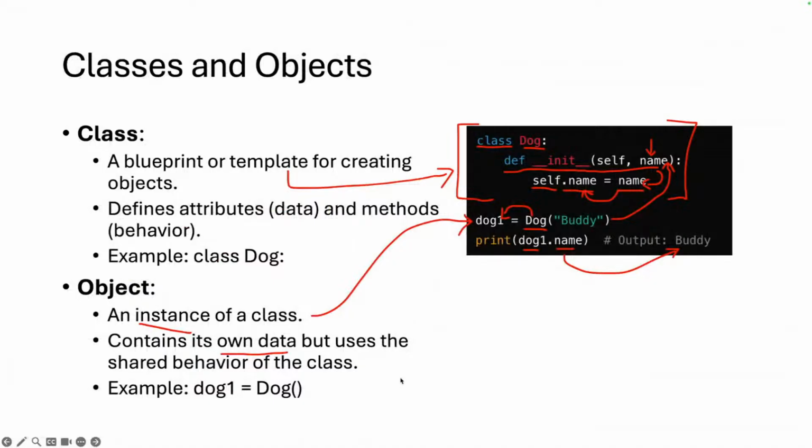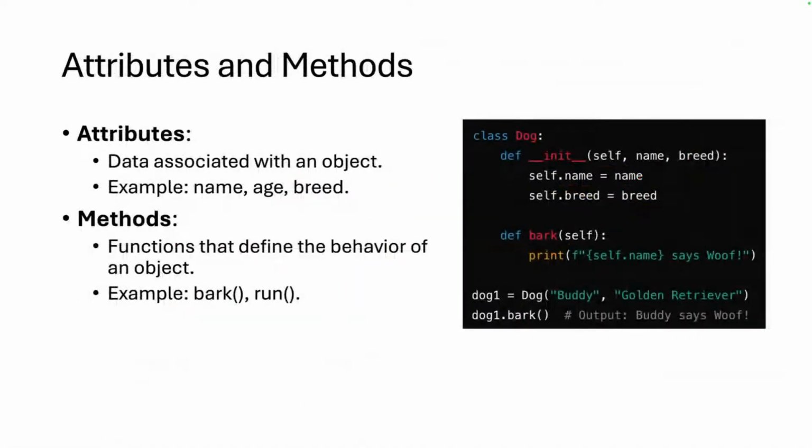Let's go a little deeper. Attributes and methods. Attributes are any data points associated with an object. So we talked about name. Name is an attribute of our dog. Our dog has name attributes associated with it. We could also add breed. We could add age. These are values that exist within the object.